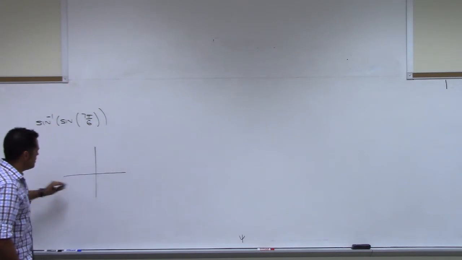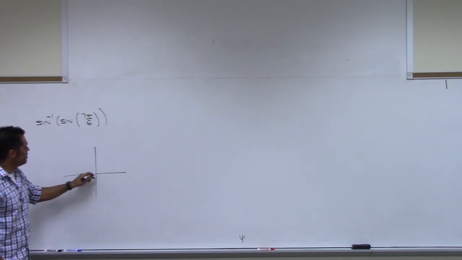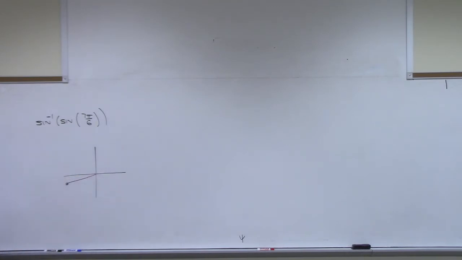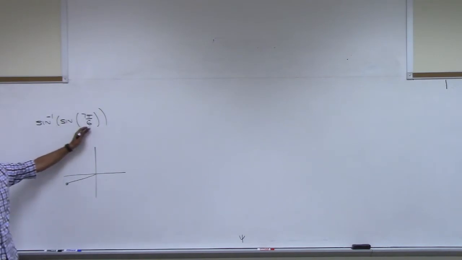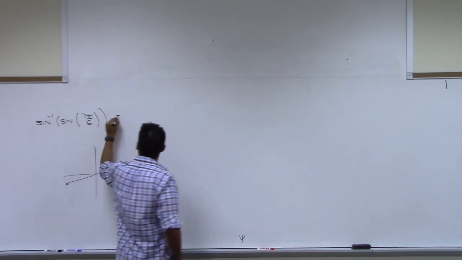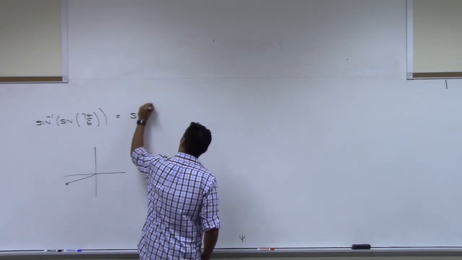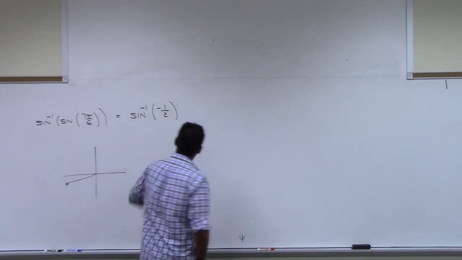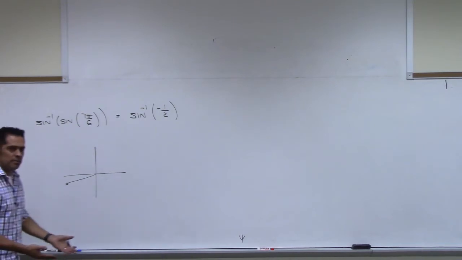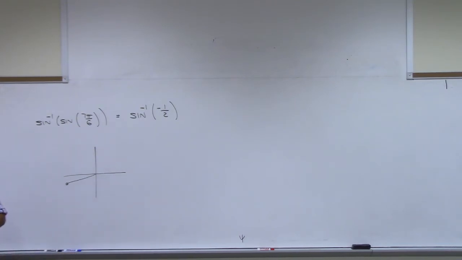Okay, pi over 6 is here, right? 7 pi over 6 would be there, right? That's 7 pi over 6. And I want sine of that, which is equivalent to asking, what's the y-coordinate? So what is the y-coordinate there? Negative 1/2. So this is now saying, what is arc sine of negative 1/2? And now that problem is just like the problems we just did. It's saying at what angle is your y-coordinate on the unit circle negative 1/2?